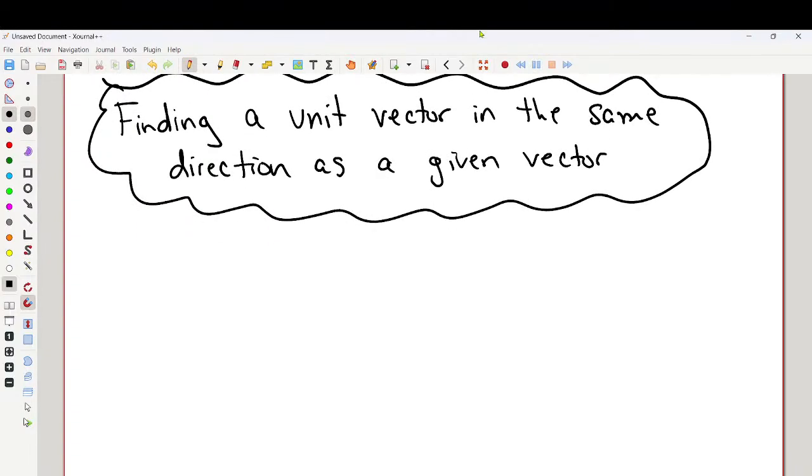Find a unit vector in the same direction as a given vector. Suppose I'm going to stick with this vector V. So this earthquake is 3 east and 4 north.